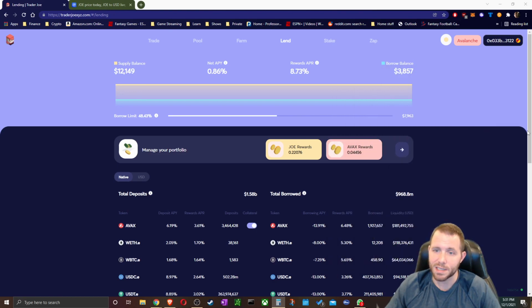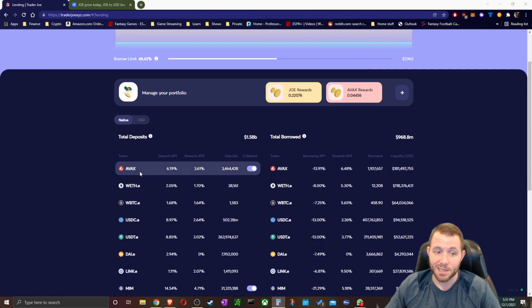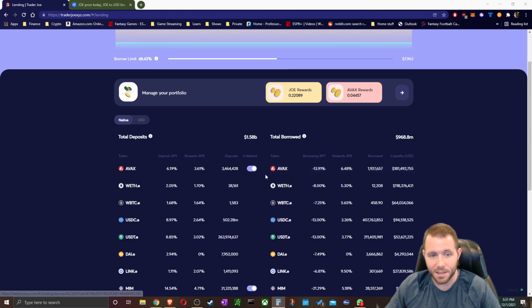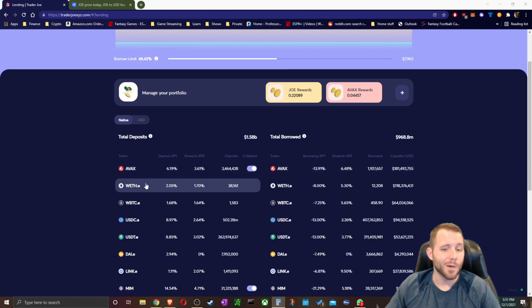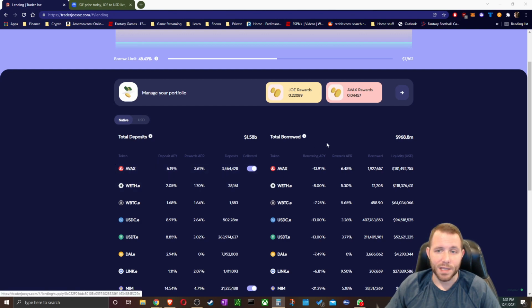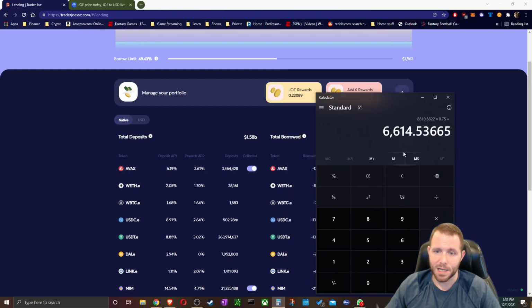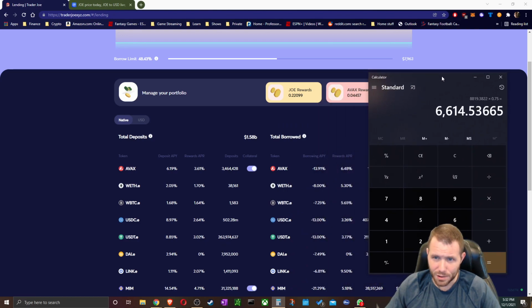Because as the price of AVAX goes up and down, so does the value of your collateral. So it's nice when it goes up. The price of AVAX goes up, my collateral actually goes up, and life's ducky. But the problem is the risk of it going down. And what that means is if you were to borrow your max amount, 6,614, you run into some risks here.